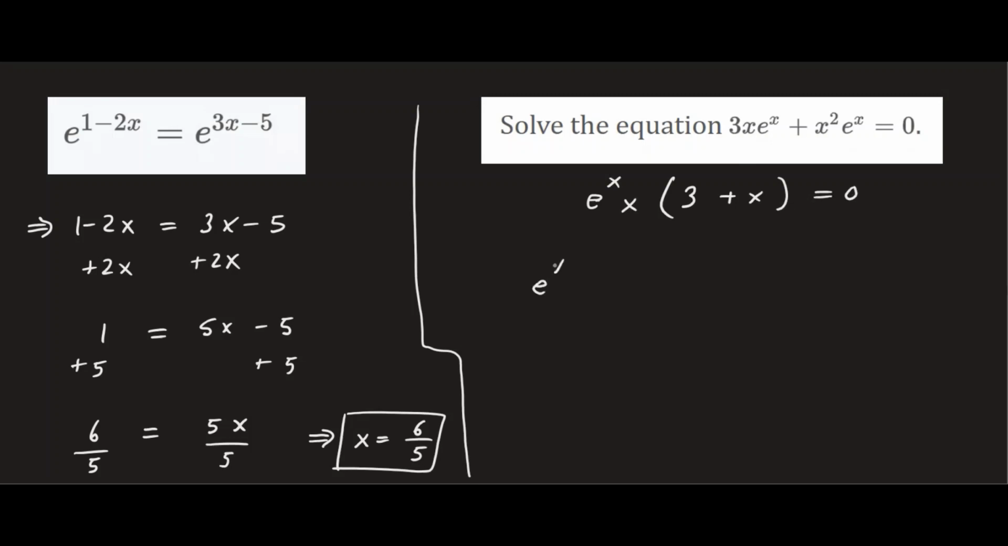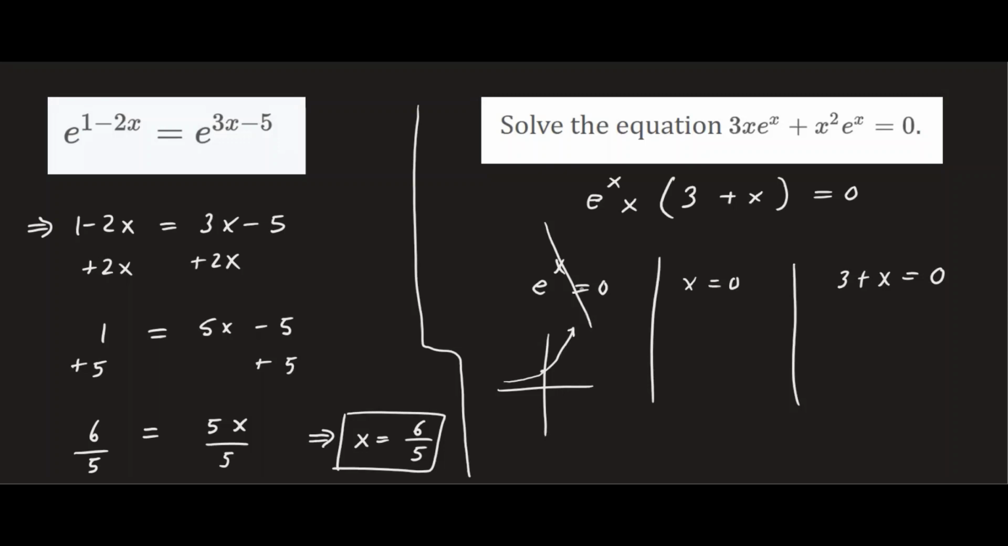So we have e to the x equals 0, then we have x is equal to 0, and then we have 3 plus x is equal to 0. So we're solving 3 different equations once we factor. Well, can e to the x ever be 0? No. From the exponential graph, we know that it will never be 0. So this cannot be true.